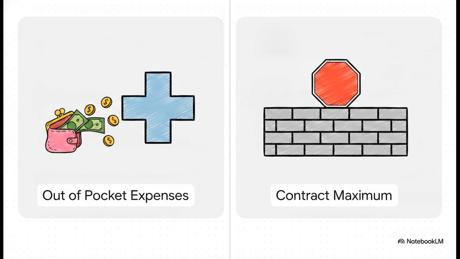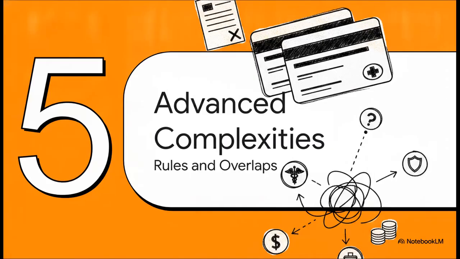It's a two-way street. Your out-of-pocket expenses are what you actually pay, but your plan has a contract maximum. That is the absolute hard limit the insurance policy will pay out for a calendar year or a specific illness. So if your massive dental surgery costs exceed their $5,000 per year maximum, suddenly you become responsible for the excess. Finally, let's jump into Section 5, Navigating Advanced Complexities.